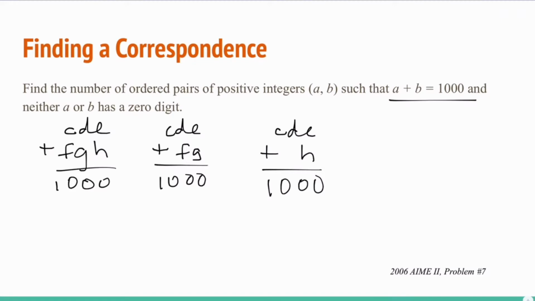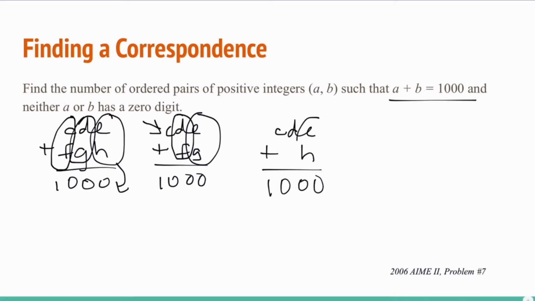Now, we know that E and H, the sum, has to equal 10. The sum of D and G has to equal 9 because the 1 will carry over. And C and F, the sum, also has to equal 9 for the same reason. Here, E and G have to equal 10. D and F have to equal 9. And C has to equal 9. And here, E and H have to equal 10. D has to equal 9. And C has to equal 9.